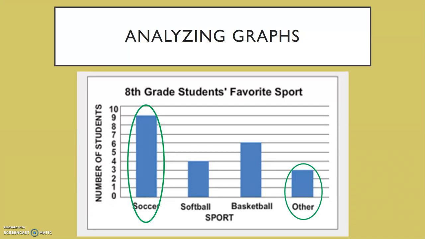If there was a question, how many people voted for softball, you could easily follow this bar up to the number 4, and know that 4 people voted for softball as their favorite sport. Basketball, same thing. How many people chose basketball as their favorite sport? That bar goes up to 6, so I know 6 people.